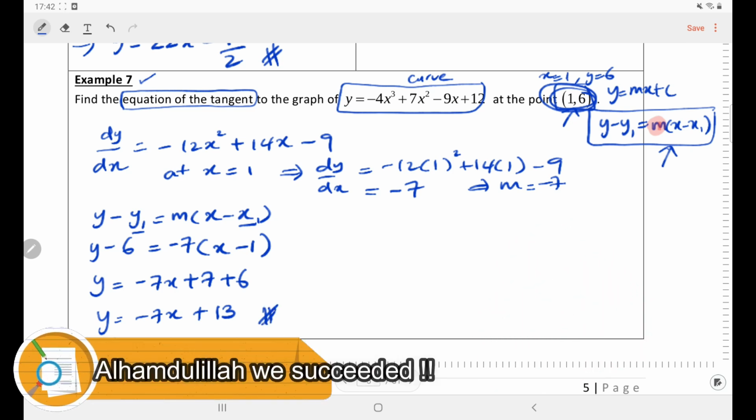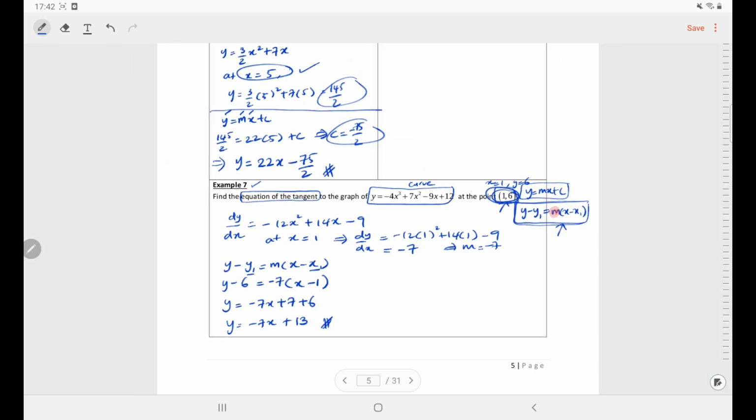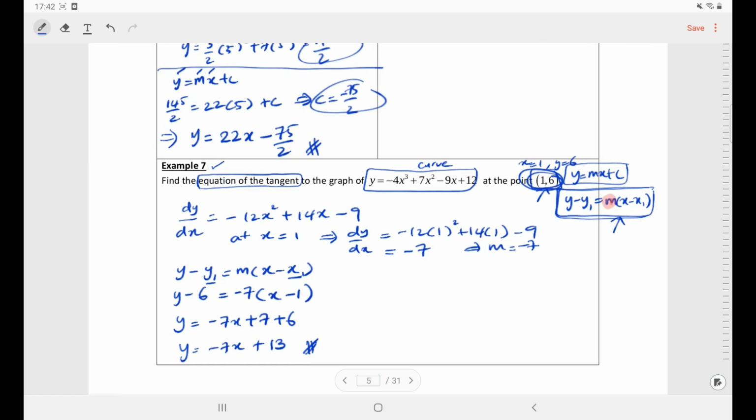Okay, so you can choose you want to use the y mx plus c ke ataupun you want to use this one. So it's up to you. Okay. So that's all for this example.